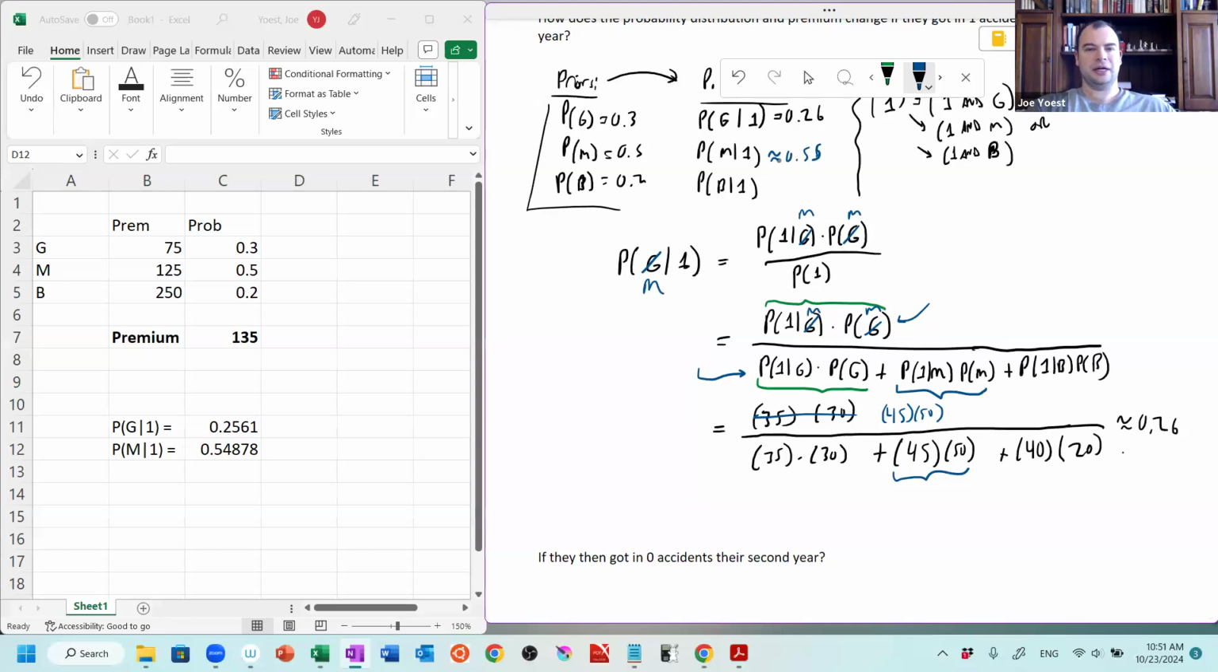And then I could go through the calculation again for bad, or I could just subtract from 1. So I have 0.26 here, 0.55 here. Oh, and when I type these back in, I hard-coded probably a bad back end, but 0.26, 0.55, subtracting those from 1 gives me 0.19 as probability of bad.